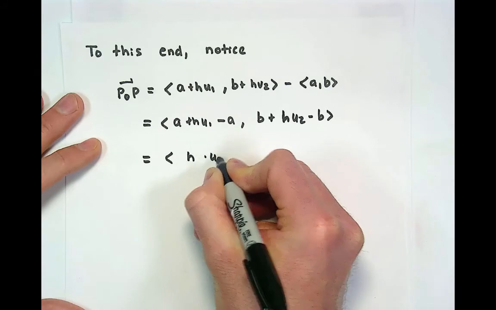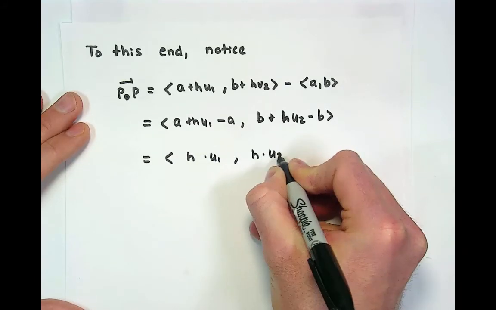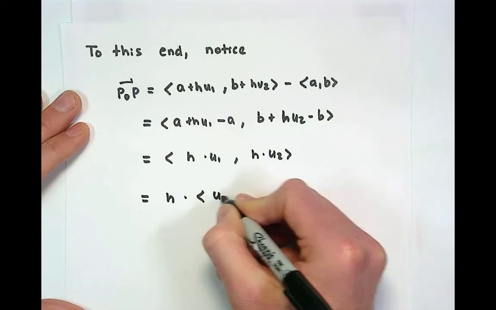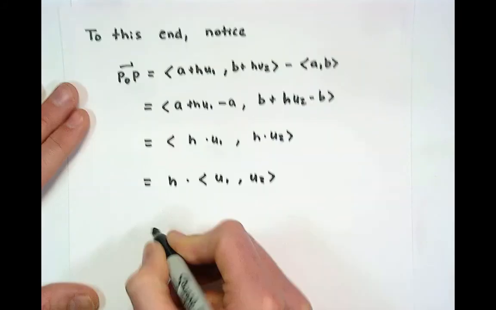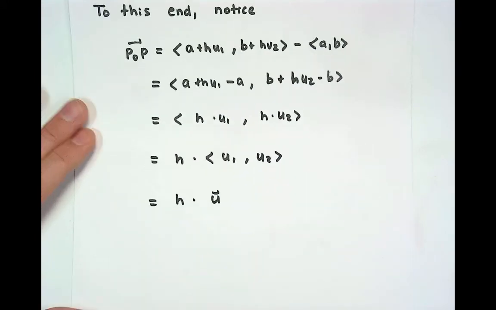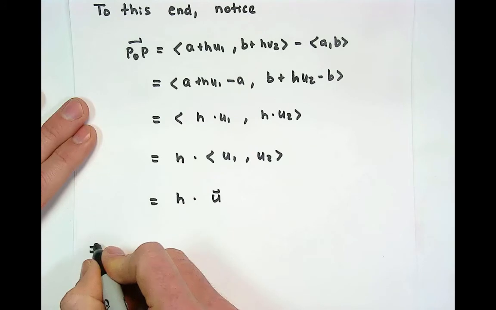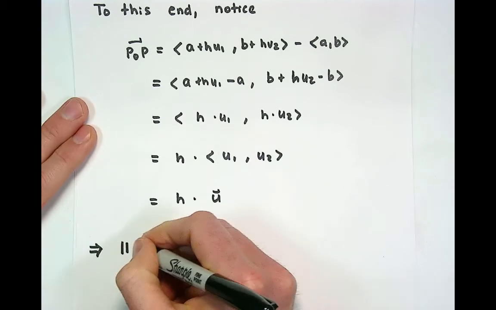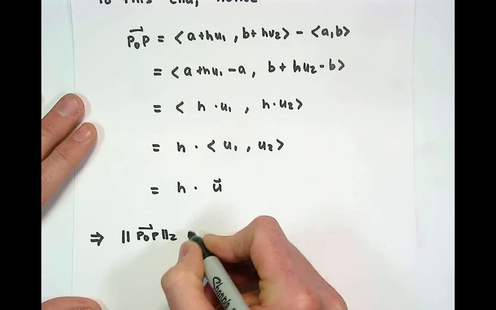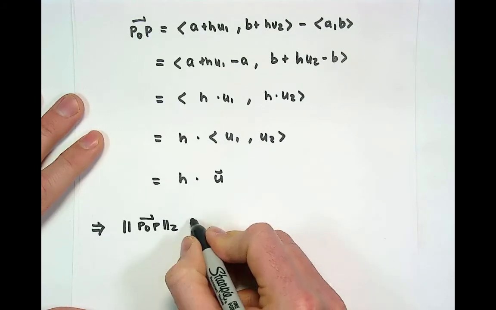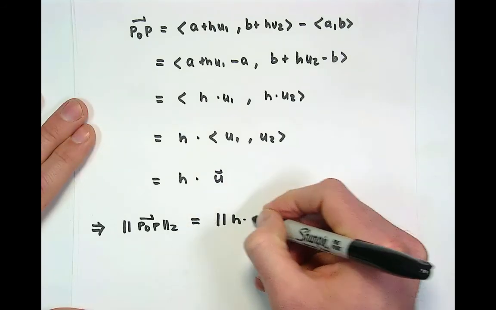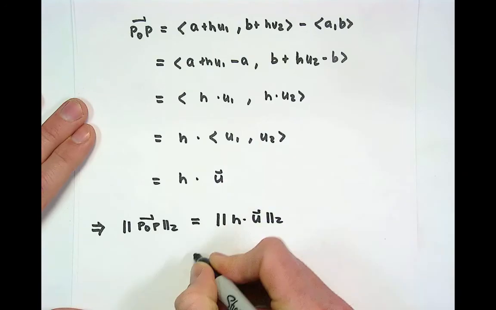And of course this is just h times u1, h times u2, which we can bring the scalar out via scalar multiple in reverse. Okay, and then now this is just h times the vector u. Well, we just saw that when we wanted to take the norm, we could do this one of 2 ways. We could use the actual definition that comes from the Pythagorean theorem, or we can use algebraic properties. So this would be h times the vector u.